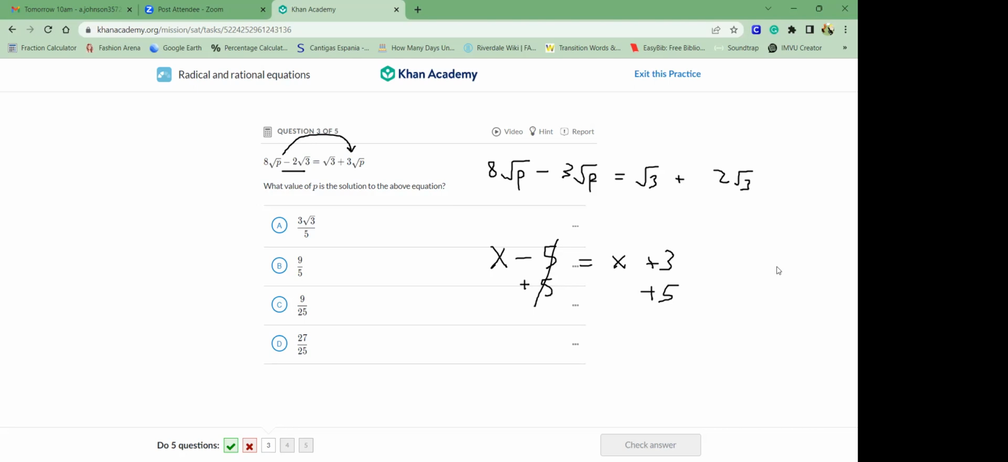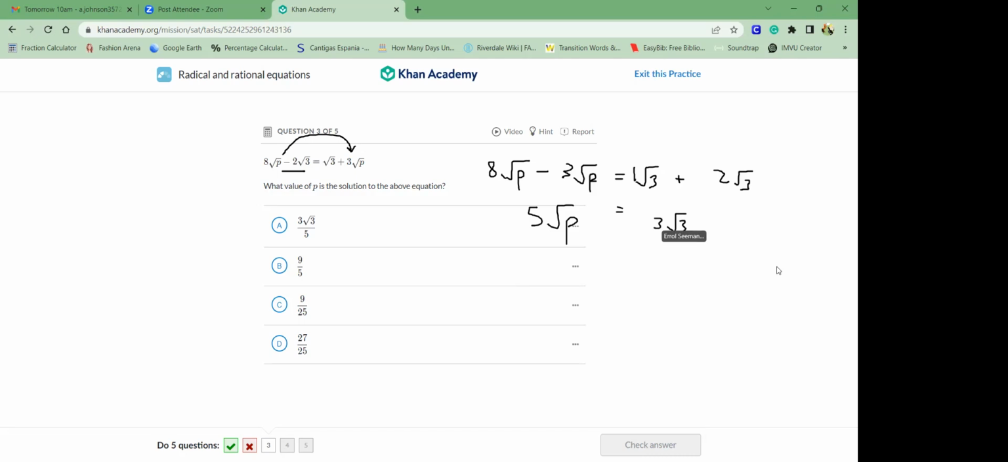So now just simplify. What's 8 root p minus 3 root p? 5 root p. Yeah, 5 root p. And then what's the right side? 1 root 3 plus 2 root 3 is how many root 3s? 3 root 3. 3 root 3s, yep.